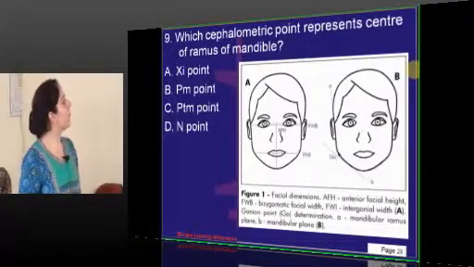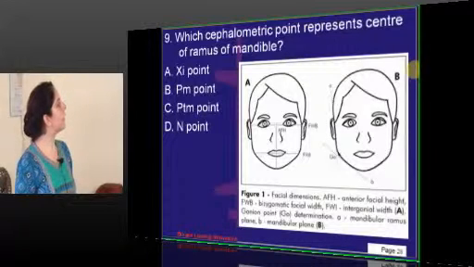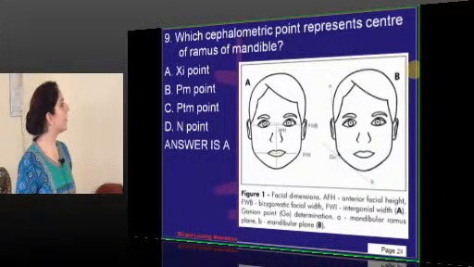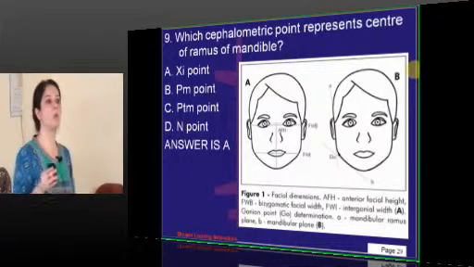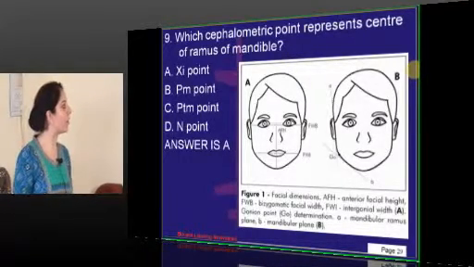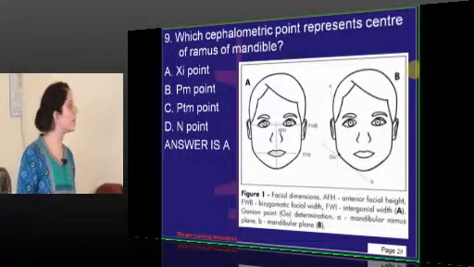Now, which cephalometric point represents the center of the ramus of the mandible? The answer is A. Now, this is called Xi point. You can also call it Xi point, however you would like it. This point is a constructed point.